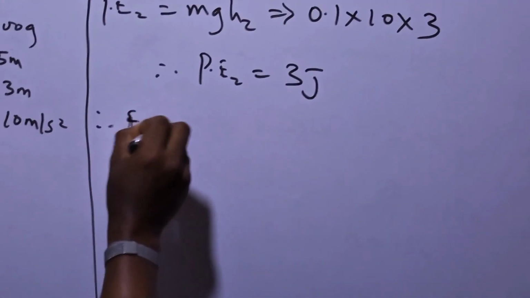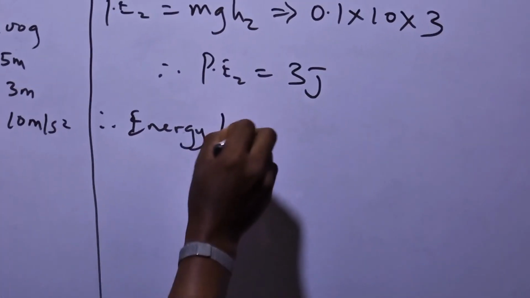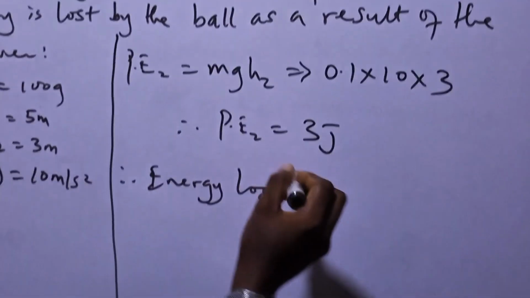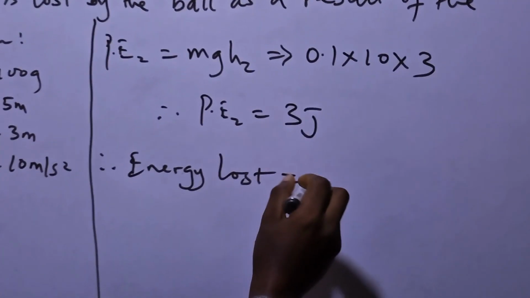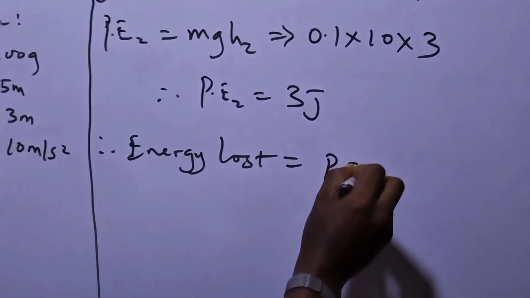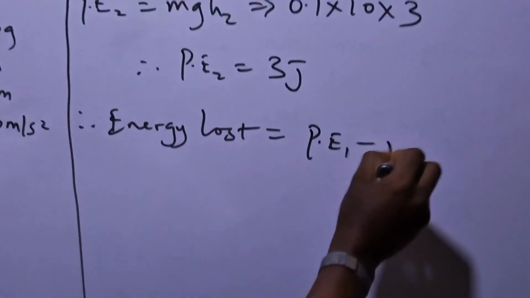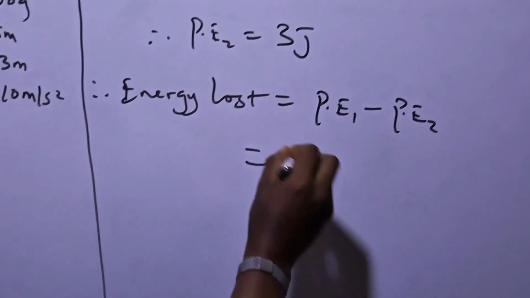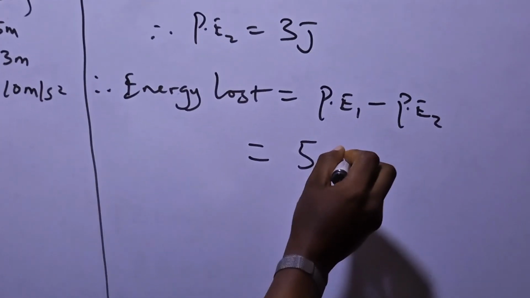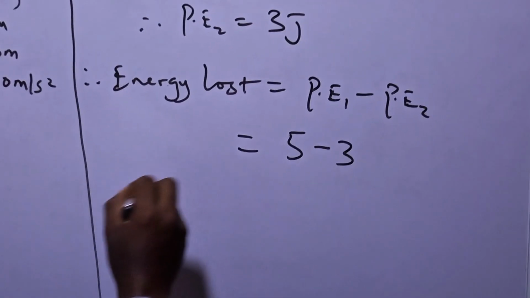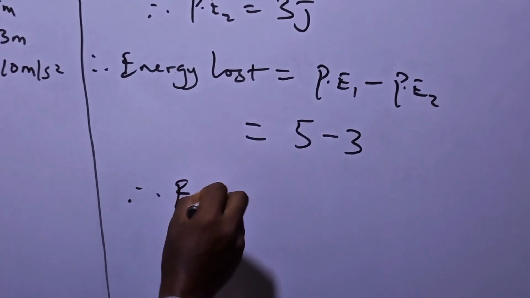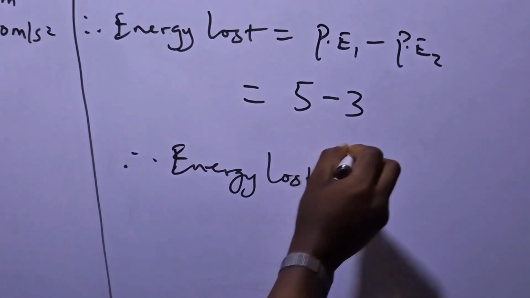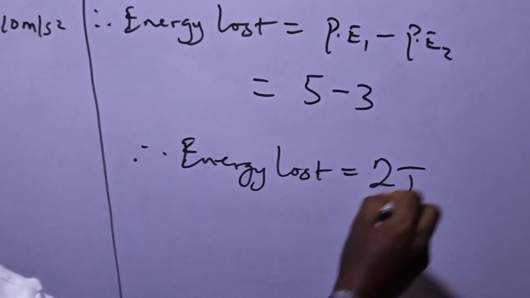Therefore, the energy lost in the process of the ball falling will be equal to potential energy 1 minus potential energy 2, which is equal to 5 minus 3. Therefore, energy lost will be equal to 5 minus 3, which is 2 joules.